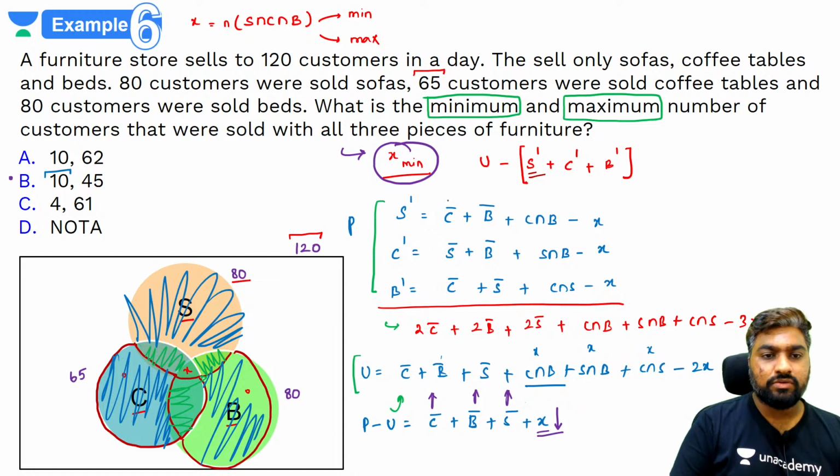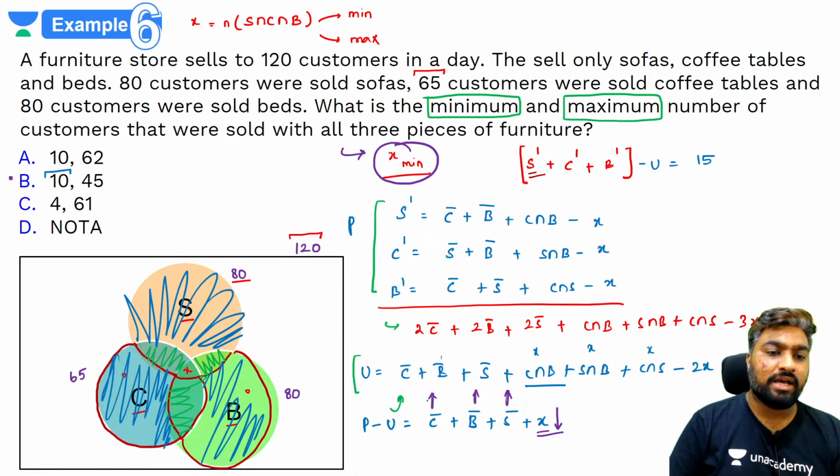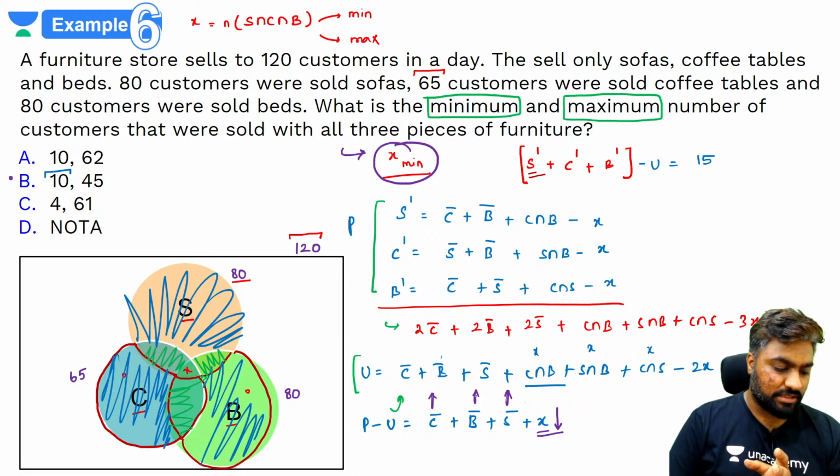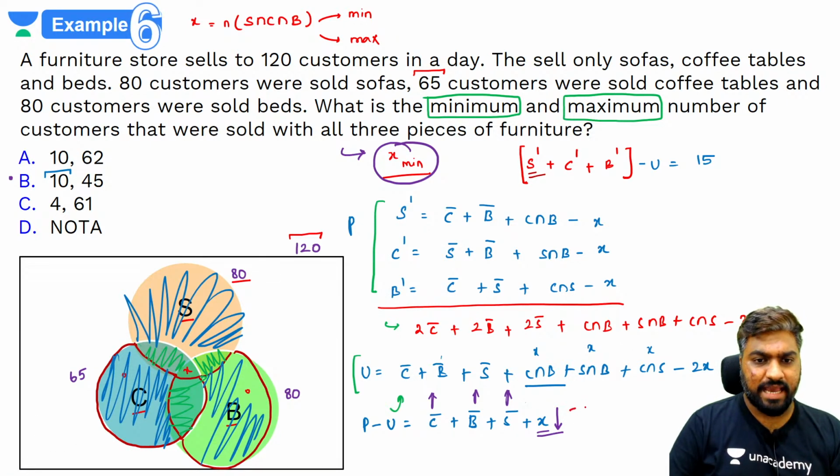Difference between these two will be how much? What did we get for this? Difference between these two. This minus u. This is how much? 15. Right? This 15, I'll have to divide them. If this is 10, then what will happen? These three together should be 5.